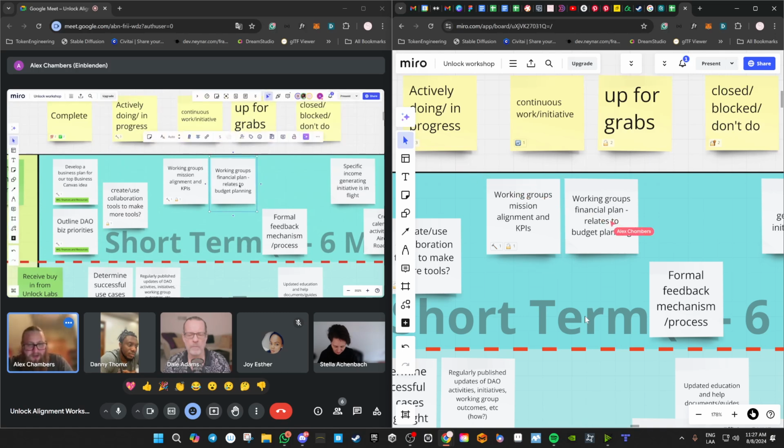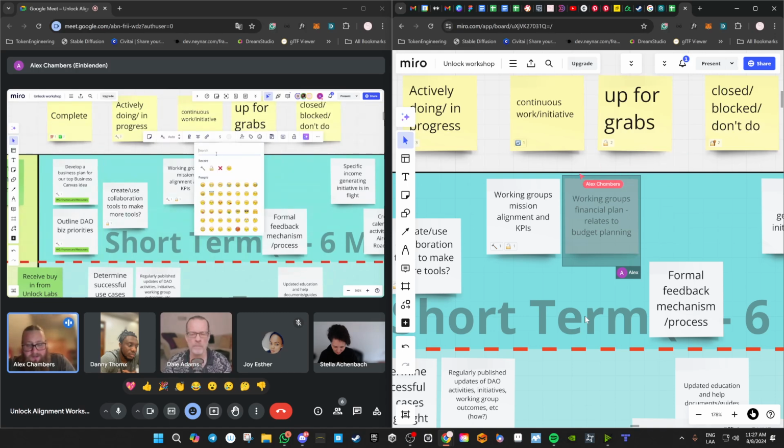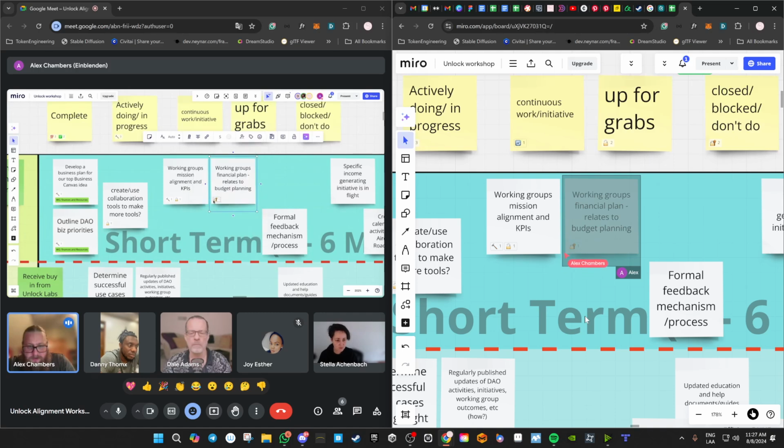Trying to see if I can highlight this. Oh, okay. Working groups, financial plan relates to budget planning. I would say that this is done. Yes? Yeah. Nope, nope, not that one. Wrong one.